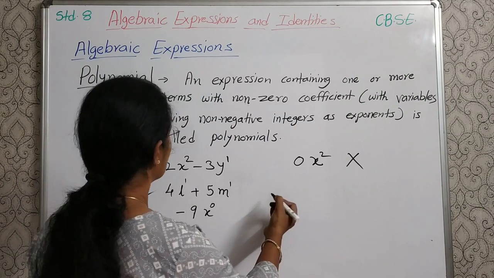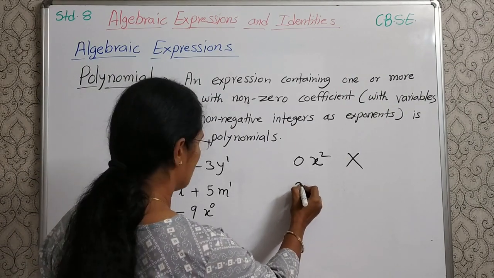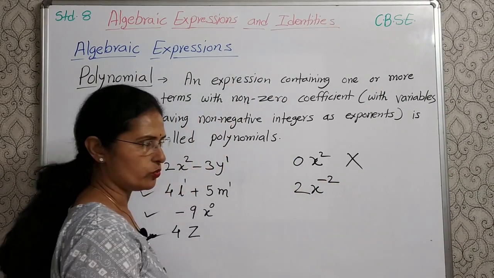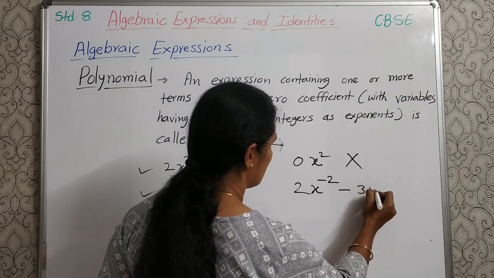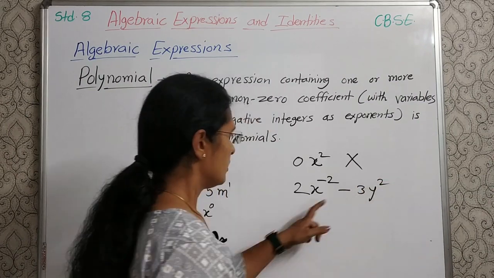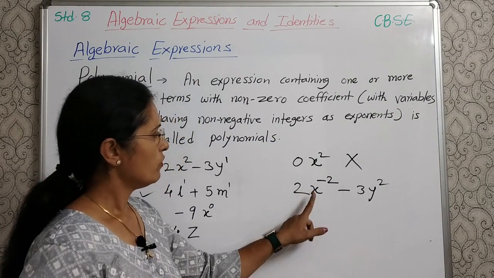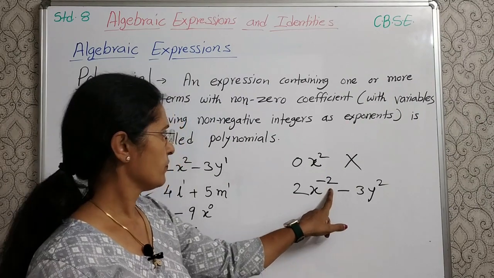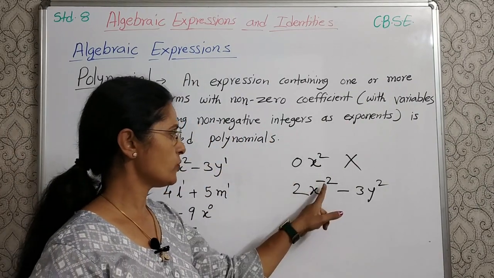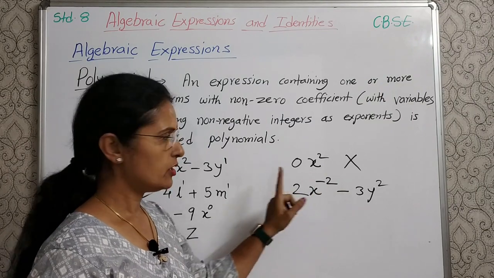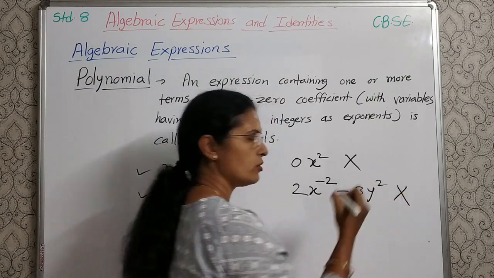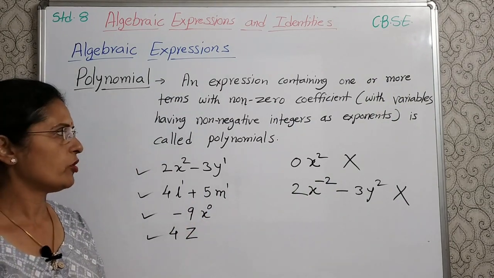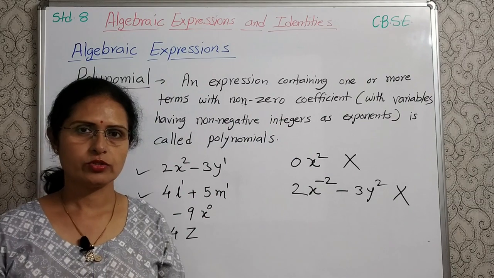Or if I write 2x raised to minus 2 minus 3y square. Now see here, in this term, for this variable x, the exponent is negative integer and we need only non-negative integer as exponent. So this is negative integer and therefore this is not a polynomial. So remember all these things, which are polynomials and which are not polynomials. Remember this definition also.